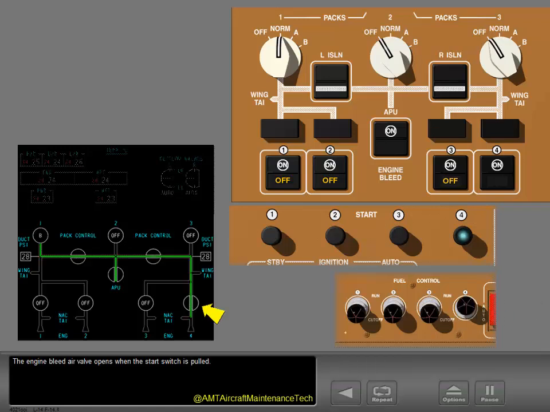The engine bleed air valve opens when the start switch is pulled. After 50% N2, the start valve closes, which enables the PRV to open and the engine to supply bleed air. A check valve in the APU bleed duct prevents reverse flow into the APU.